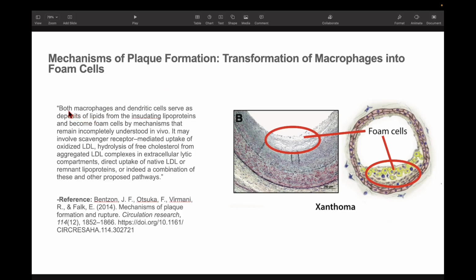So what you're seeing here is the quote: both macrophages and dendritic cells serve as deposits of lipids from the insudating lipoproteins. Insudating means this movement of the lipids into the vessel wall. The insudating lipoproteins become foam cells by mechanisms that remain incompletely understood in vivo. It may involve scavenger receptor mediated uptake of oxidized LDL, hydrolysis of free cholesterol from aggregated LDL complexes in extracellular lytic compartments, direct uptake of native LDL or remnant lipoproteins, or indeed a combination of these or other proposed pathways.